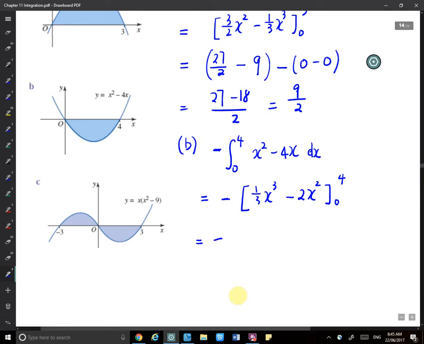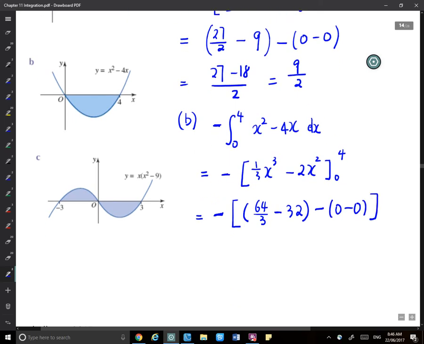So that negative is actually negative a square bracket, a small bracket, you sub 4 in. Okay, 4 times 4 is 16, 16 times 4 is 64. So 64 over 3 minus 4 times 4 is 16, 16 times 2 is 32. Okay, that's your first substitution, minus 0 minus 0. And you still have the square bracket. Okay, the minus is the negative of the whole thing you calculate.